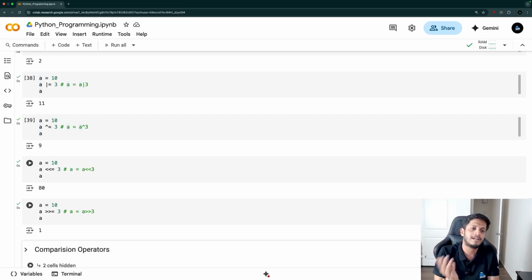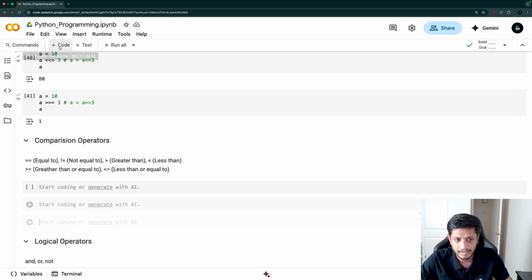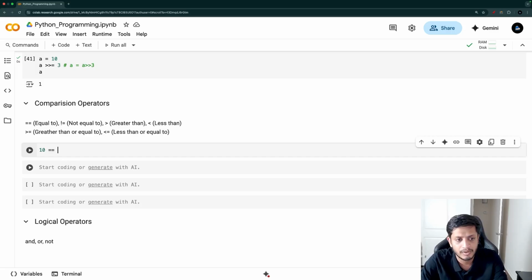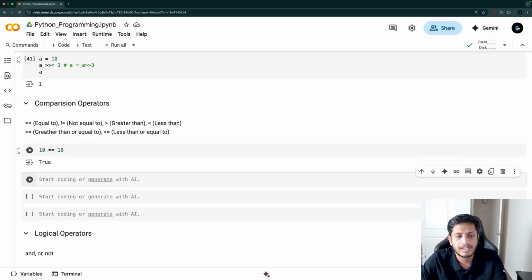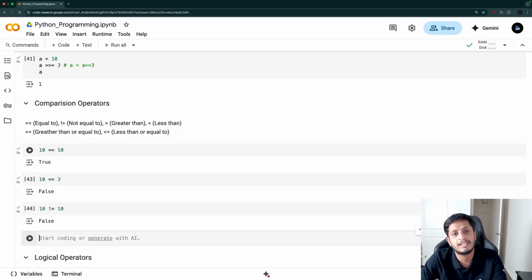So this is how you can do assignment along with bitwise or arithmetic operators. Okay. Now coming to comparison operators, you can compare two variables using the comparison operators, or two values. So if I do 10 equal to 10, so 10 and 10 are equal, and hence you will get true. If you do 10 equal to 3, so they are not equal, so you will get false. Now similarly, if you do 10 not equal to 10, that is a false statement because actually they are equal. But if you do 10 not equal to 3, since they are not equal, you will get the answer as true.